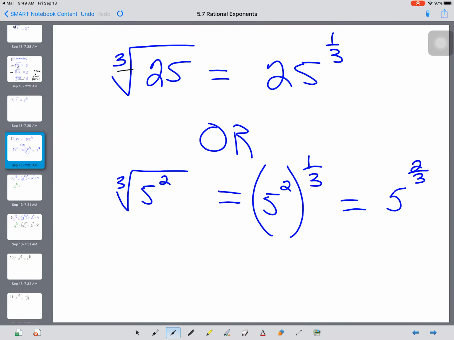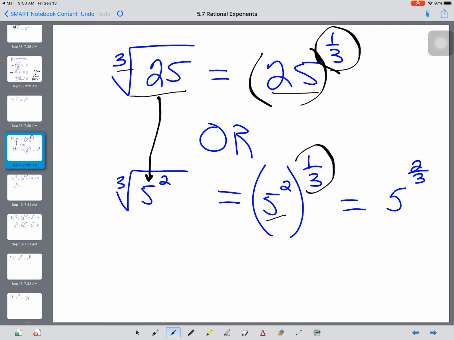Cubed root of 25 could be written as 25 to the 1/3 power. Or, and sometimes there's an advantage to doing this, if I took the cubed root of 25 and rethought of 25 as 5 squared, well, 5 squared now, just like I did here, I'm raising it to the 1/3 power, so I'm taking 5 squared and raising it to the 1/3 power.